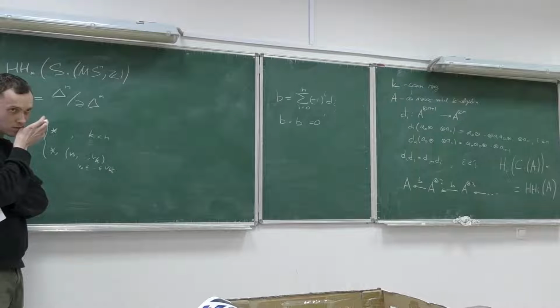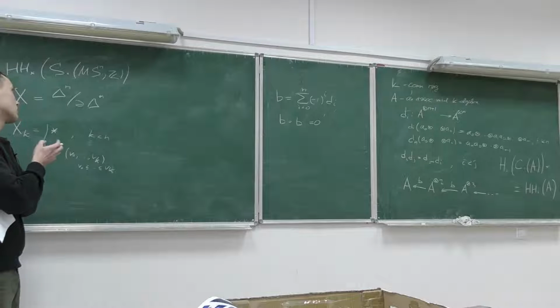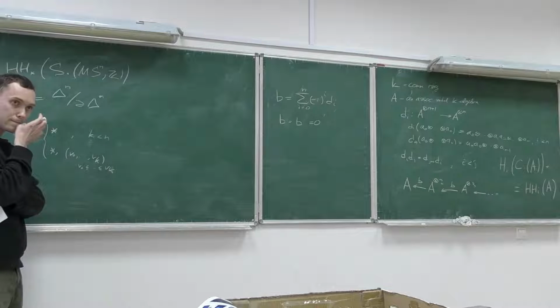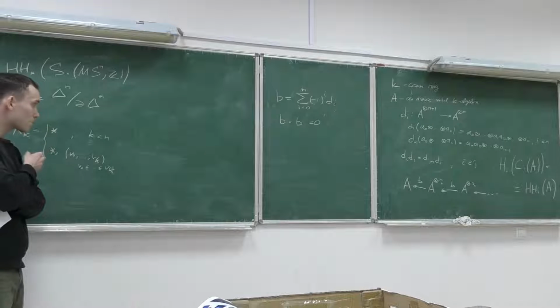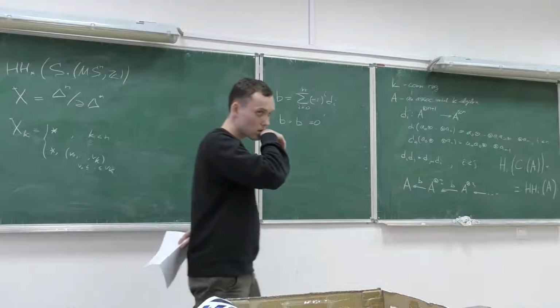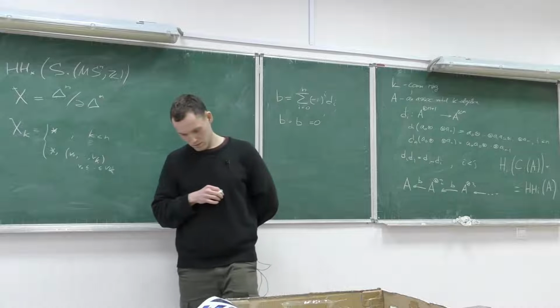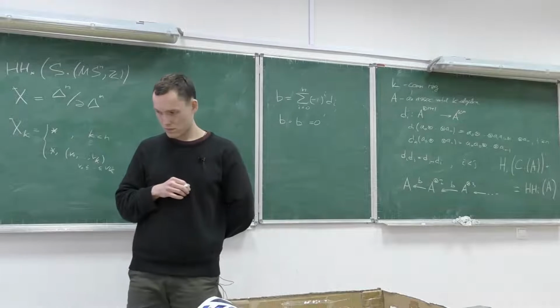So for simplicity, we could take Q coefficients instead of Z coefficients. Okay. That's a valid thing to do. And then we could ask, what is the homology of the based loop space? And how do we compute it? Just the homology. Forget about the algebra structure for a minute.